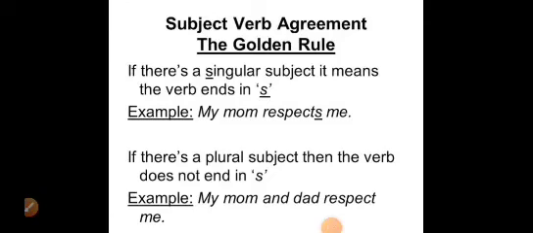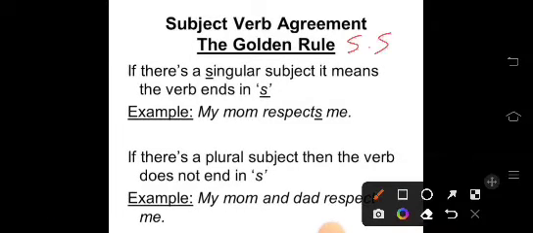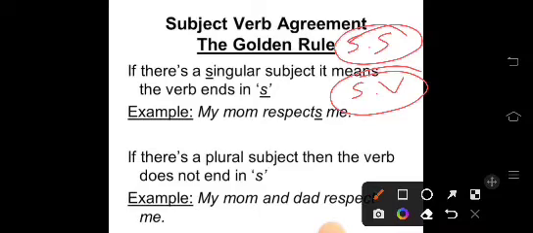Now we are going to read about the golden rule of subject verb agreement, and it plays a vital role in English. Subject verb agreement is a topic which plays a very important role in your grammatical concepts. So what is the golden rule of subject verb agreement? If your subject is singular, then your verb should also be singular. Singular subjects follow singular verbs.